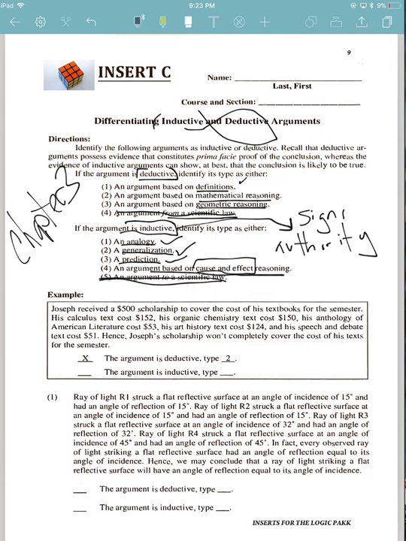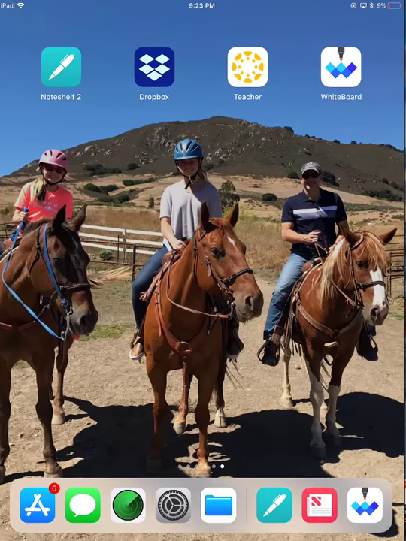So I also want you to be able to use any of those. Please take notes on that. So let's go through this insert C. Insert C is really tough, so I'm just going to give you a little review on this, okay?